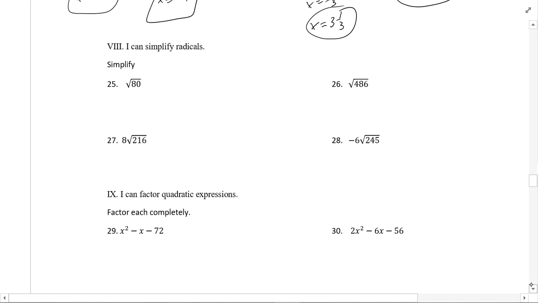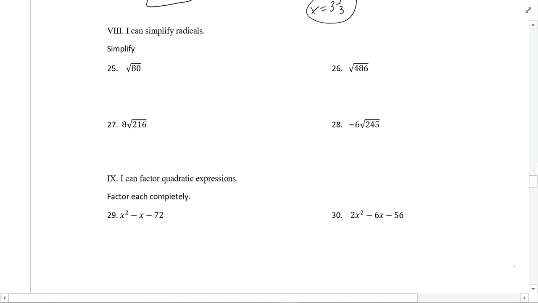Okay, so let's take a look here at topic number 8. I can simplify radicals. So remember, when you simplify radicals, you're looking for the biggest perfect square factor that you can take out. Like, for example, this one. You could factor it down and say, okay, I'm going to divide by 2. I know 2 goes into 80, but then you're left with 2 and 40. And so you'd have to divide 40 again, and you'd have to keep going until you had it all the way in simplest form. The easier way to do it is to look for the biggest perfect square factor.